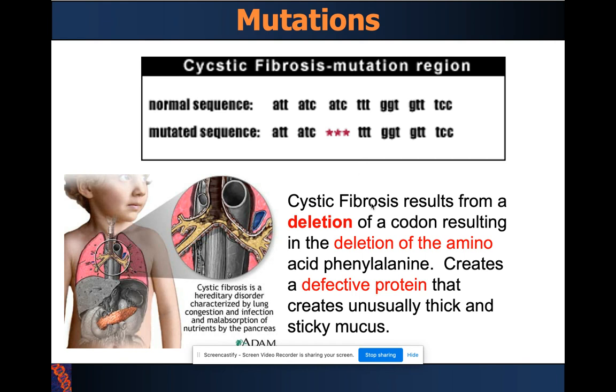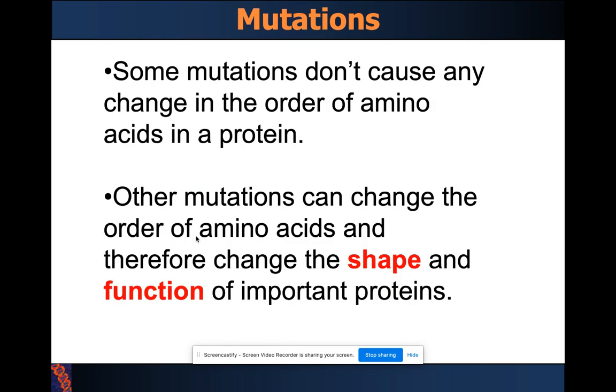And what happens is that this protein in the lungs, this is a disease of the lungs, is a defective protein. And that creates unusually thick and sticky mucus in the lungs, and it blocks your airways. And oftentimes, cystic fibrosis patients have to get this mucus removed. There are other remedies as well, but it can be deadly. It can shorten your lifespan if not treated. Another bad mutation.